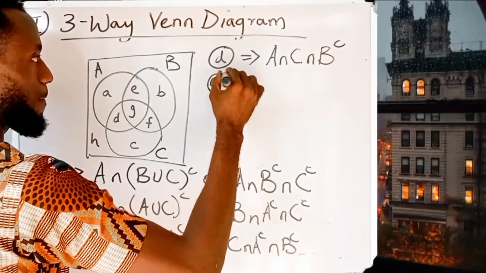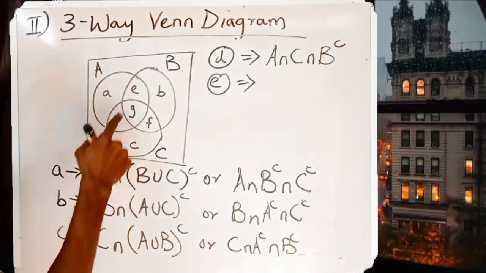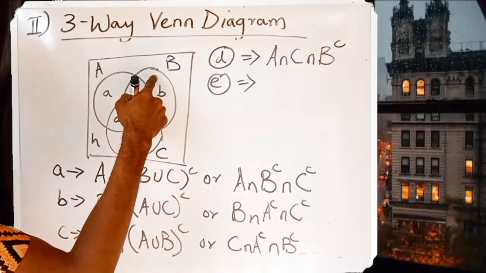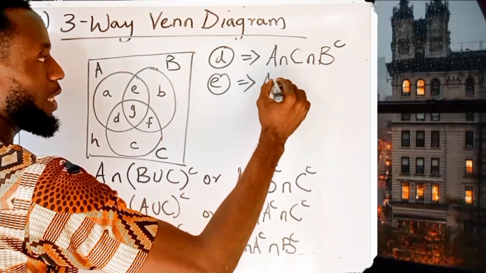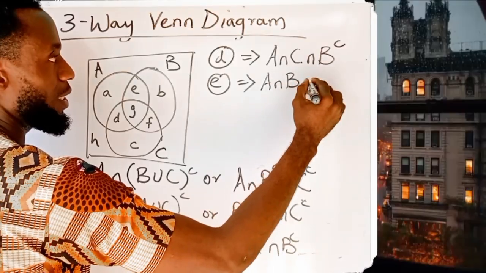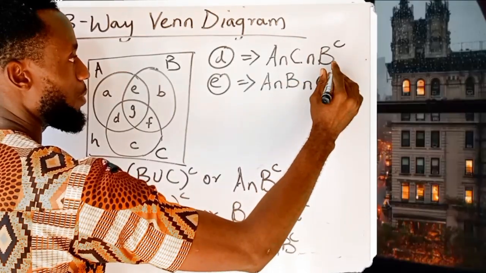The E, where is E? That's the intersect between A and B, but excluding C. So it means A intersect B, intersecting C complement.